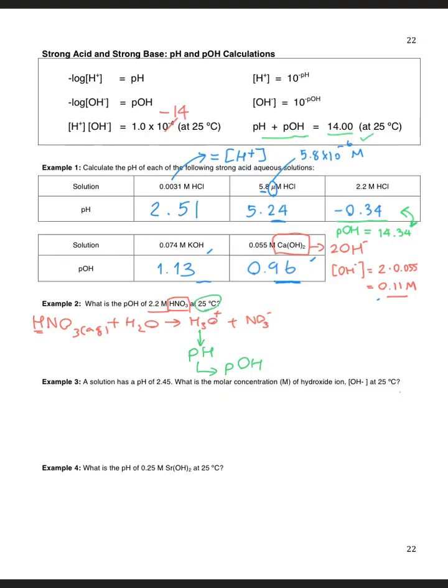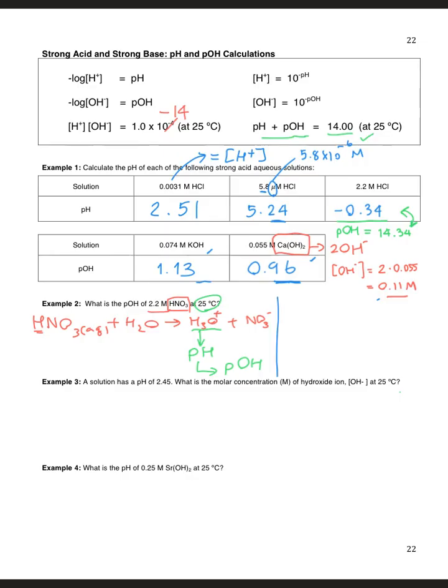But how much hydronium ion would be produced, that's when we are going to need to look at the identity of the acid. This acid, nitric acid, is one of the 6 strong acids. So that means this acid would dissociate completely into hydronium ions. So 2.2 molar of nitric acid will then convert to 2.2 molar of hydronium ions.